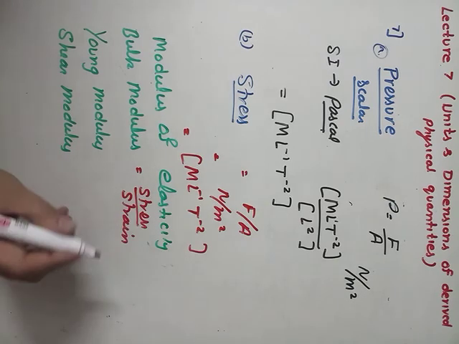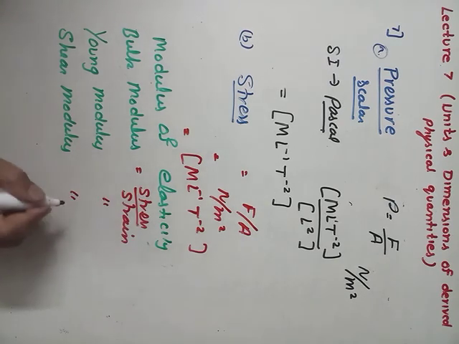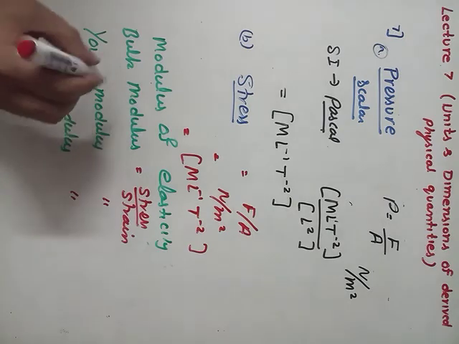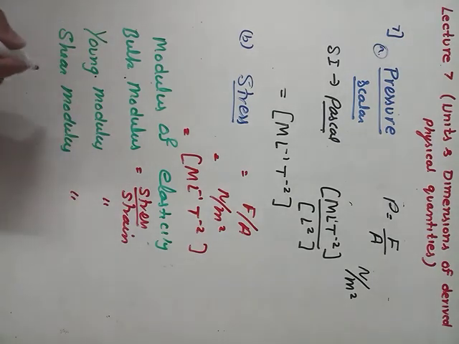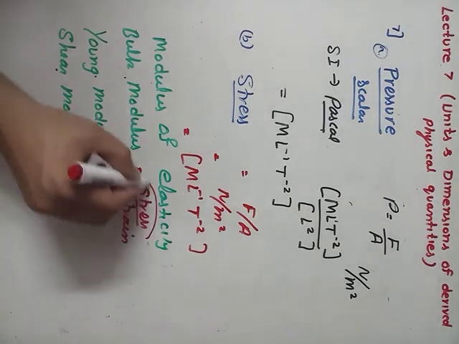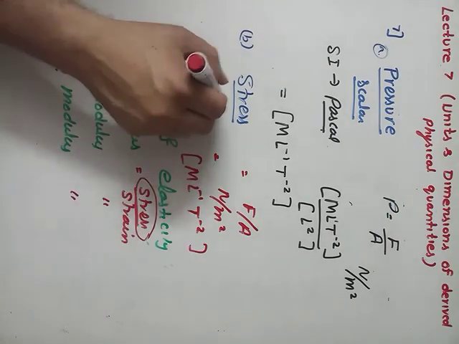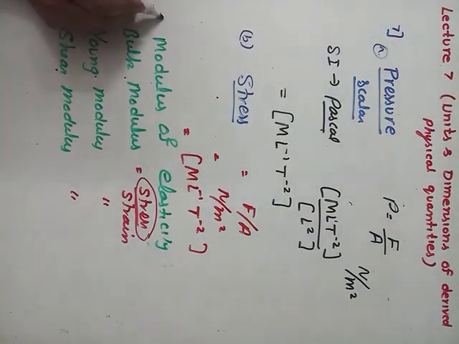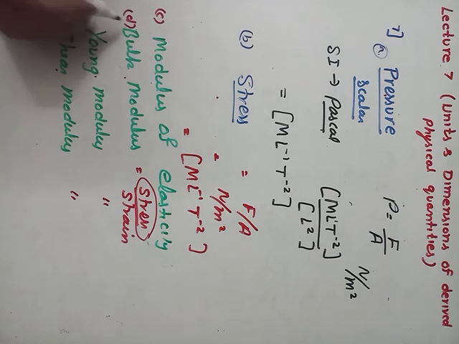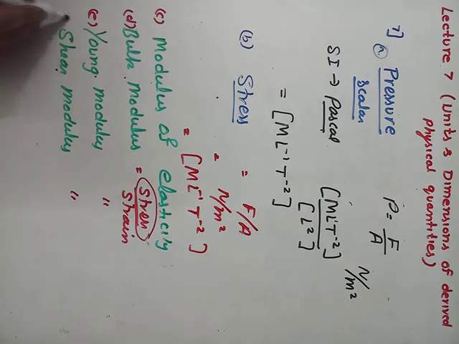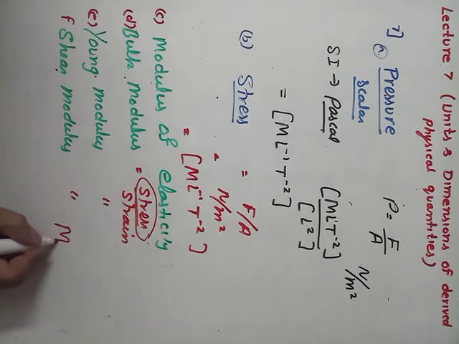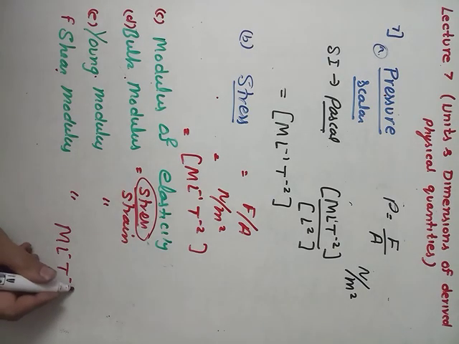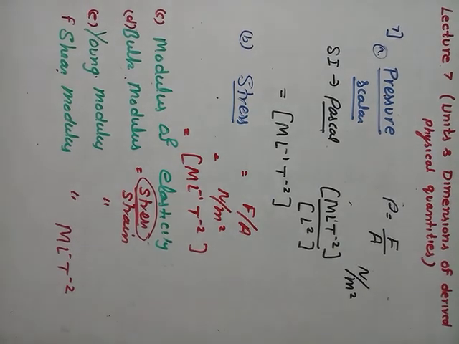Now strain is a physical quantity which does not have any units or dimension. Therefore, bulk modulus, Young modulus, and shear modulus have the same dimension as stress, and stress has the same dimension as pressure. That means all these quantities have the same units and dimension, that is ML minus 1 T minus 2.